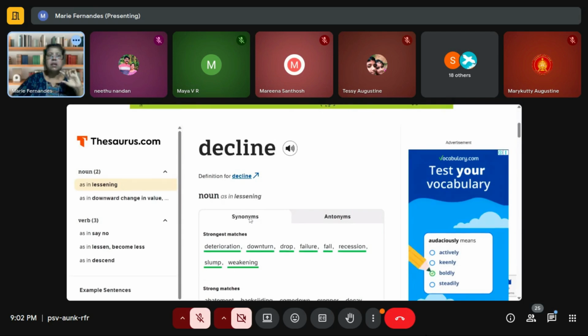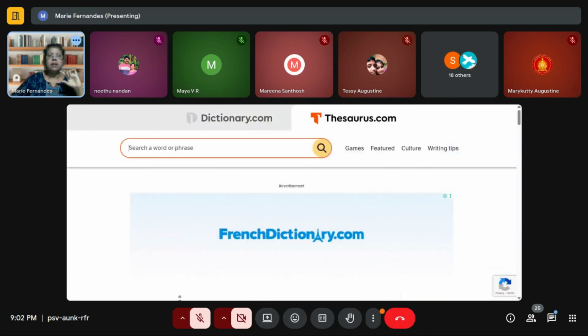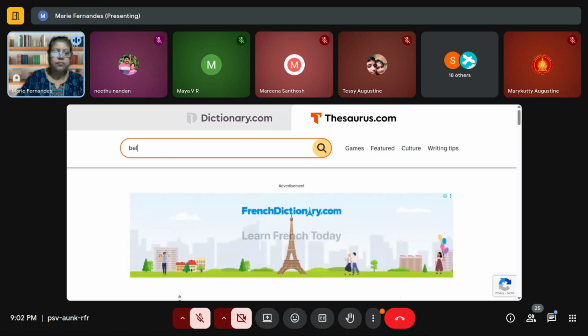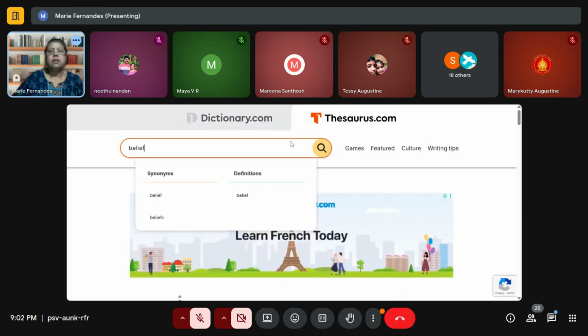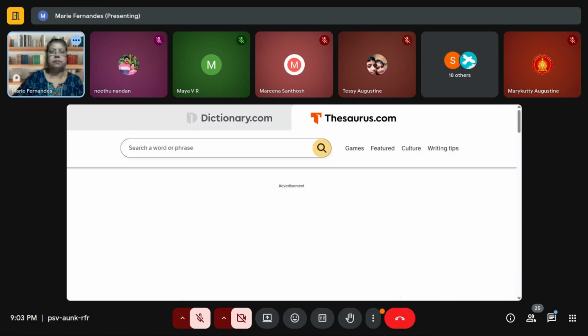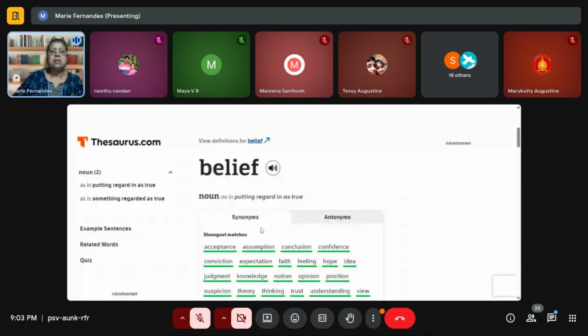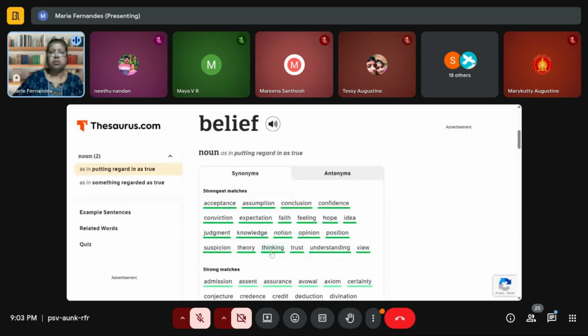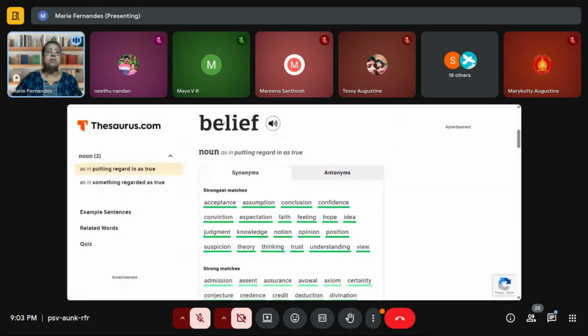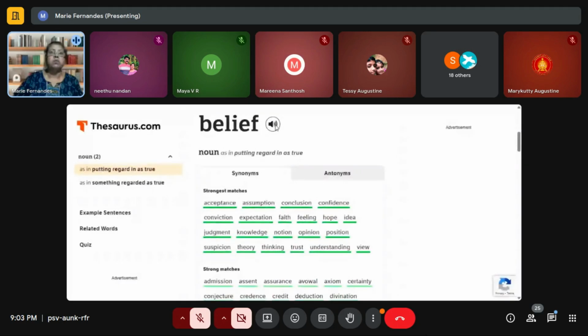Go to synonyms. Put the word there. If you want to look for belief, hit search. And then you will get all the synonyms for belief. Find out from that list which is closest in meaning to this particular word. You can listen to the pronunciation also. Belief.